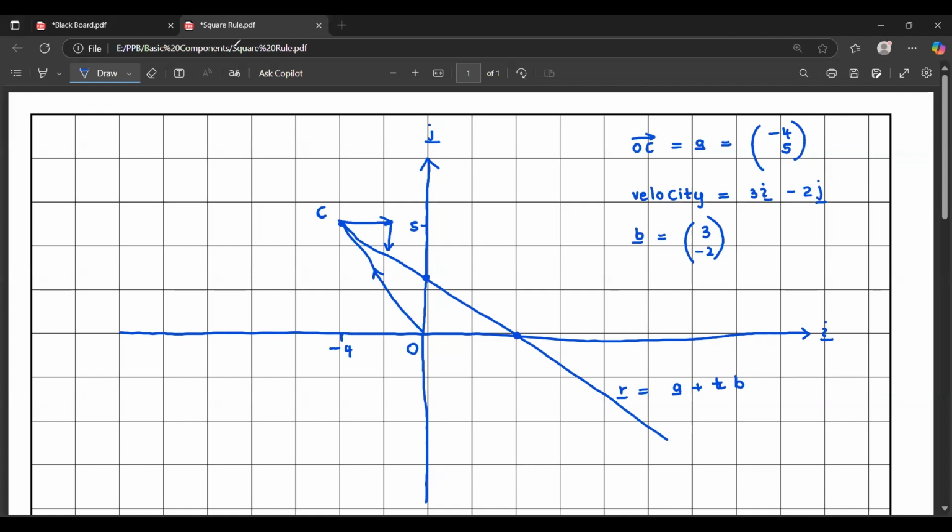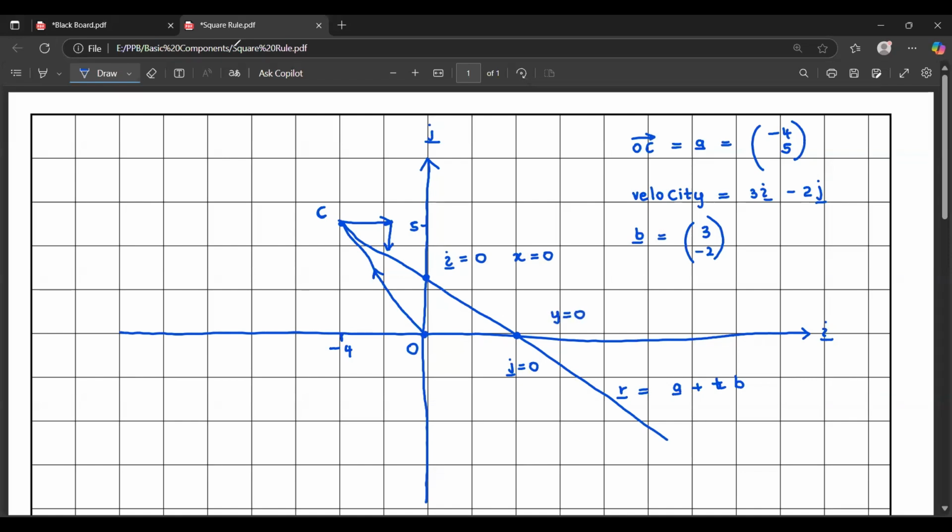But we know that when it is intercepting the j-axis, the i coordinate is equal to 0, or in parametric equation, x equals 0. Similarly, here the j coordinate is equal to 0, or we can say y equals 0.